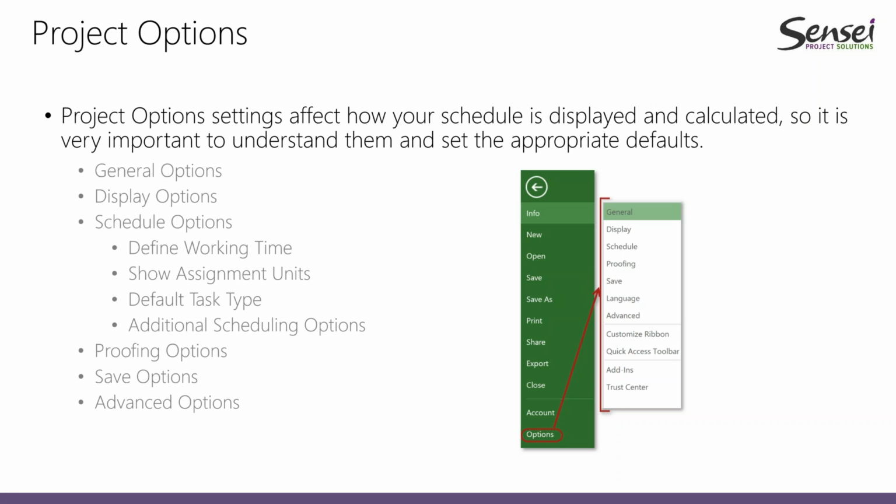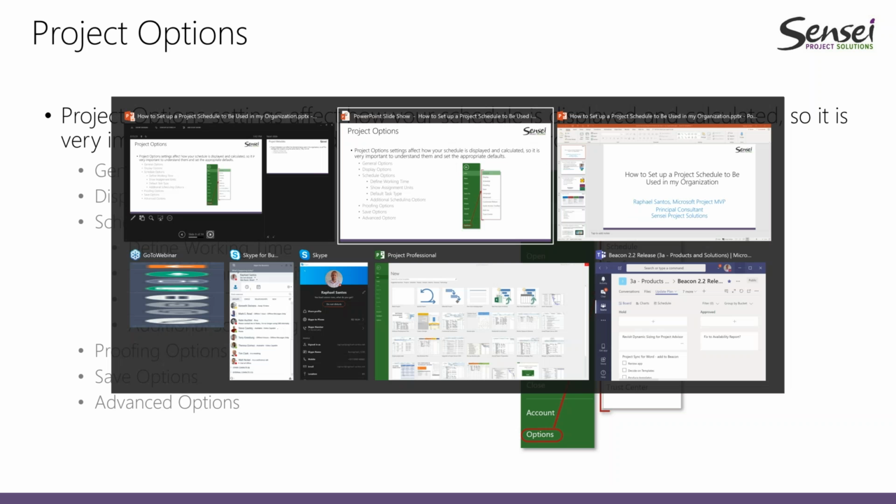We have general options, we have display options, but the bigger one, the one that's the most important for us, will be the schedule options, where we can define what's going to be the default task type, where we are going to be saying if we are going to be using fixed units or fixed work or fixed duration and things like that.